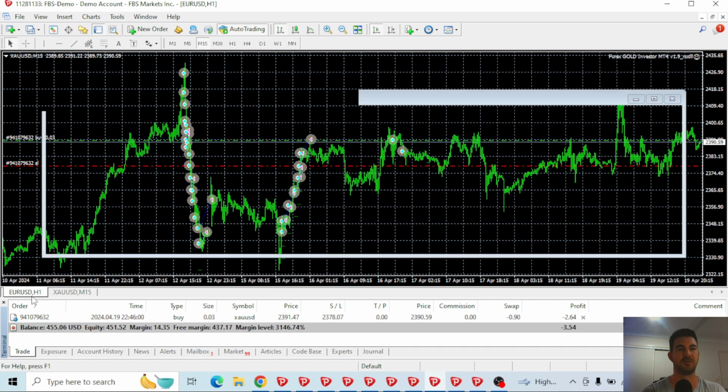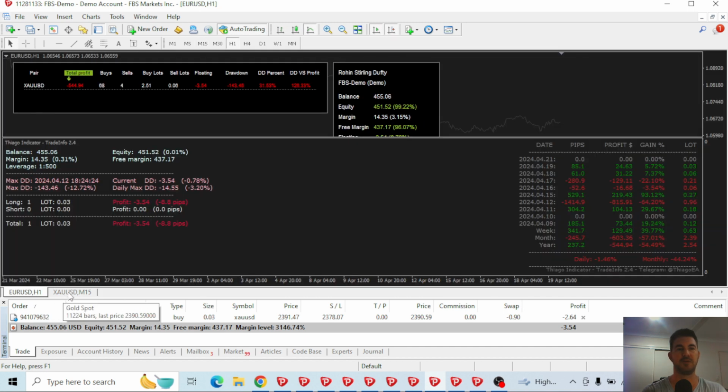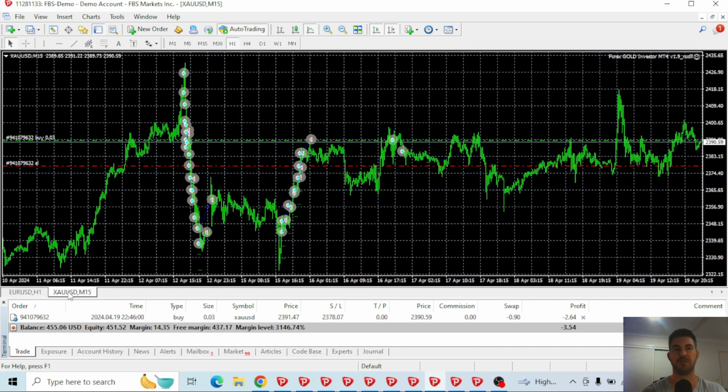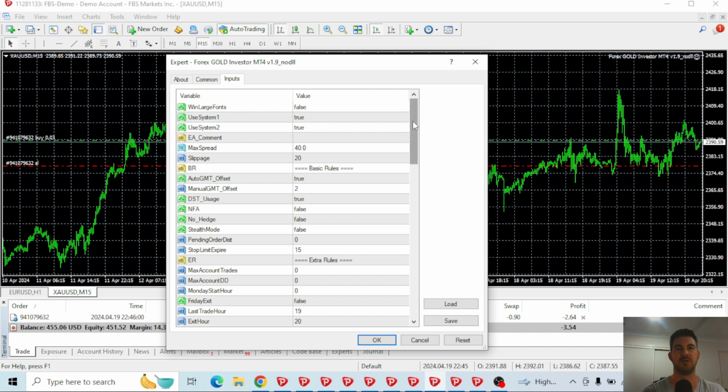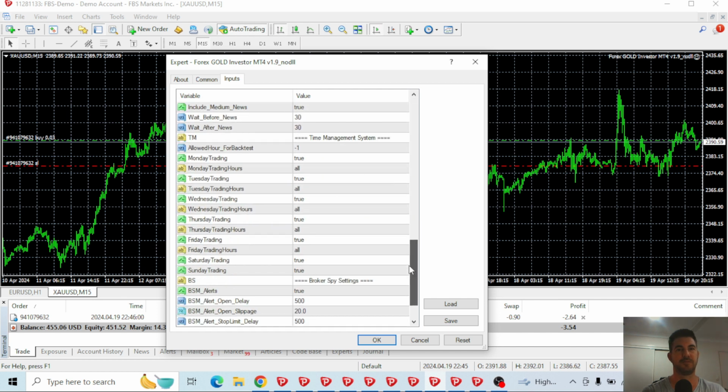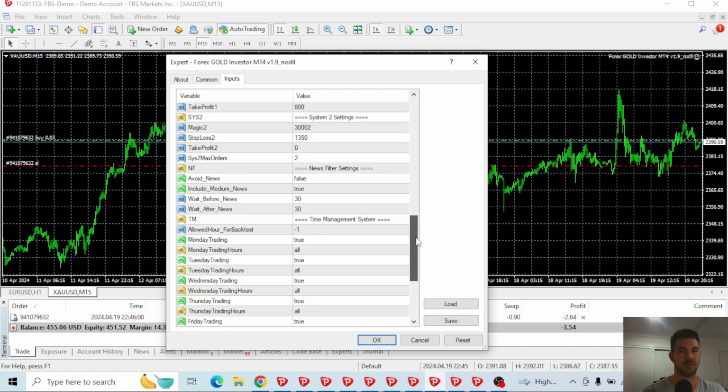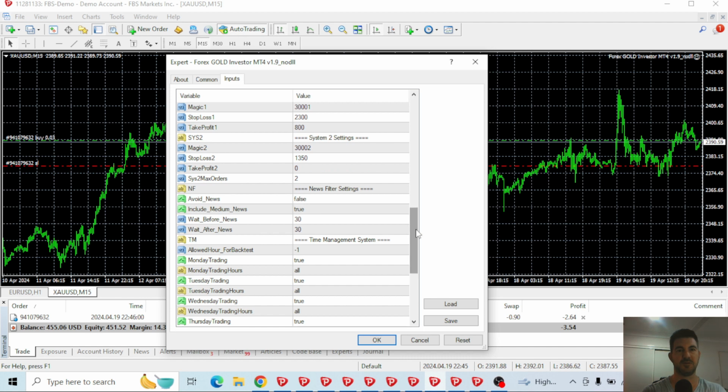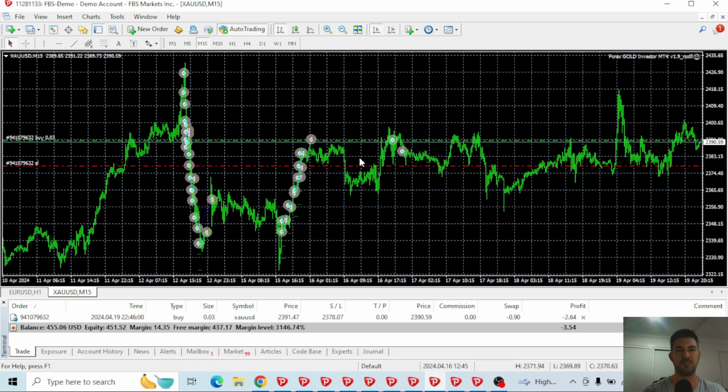Next one is Forex Gold Investor. This one I've had mixed results with. The problem with this is that it trades 24/5, but I don't think it has a news filter in it, so it got caught in some CPI news. It does have a news filter, but it's not on, so that's my fault. But if it was on, it probably would have avoided this.